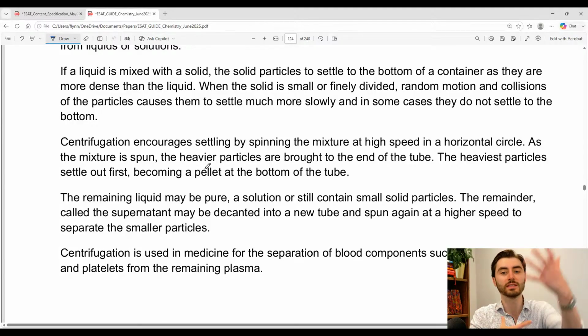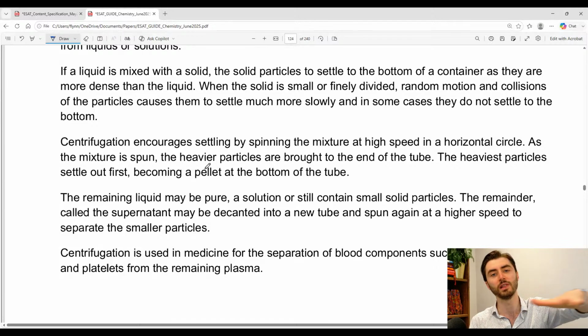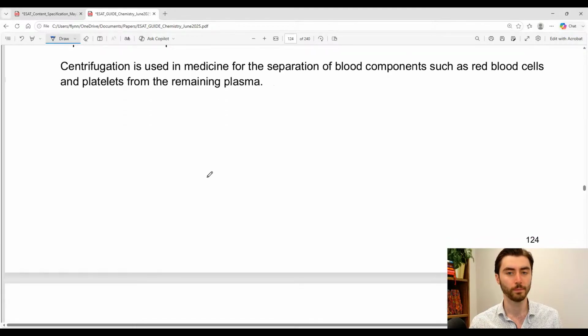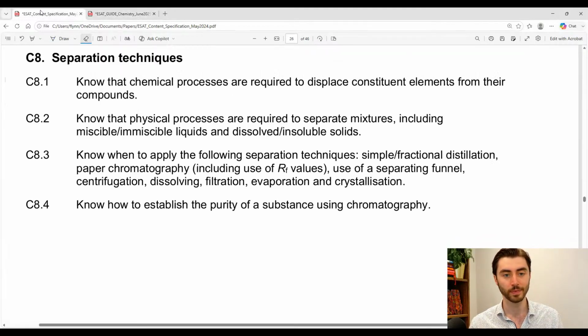So for instance, that's the case with blood, where you have the solid red blood cells sitting in the liquid of the plasma. You stick that in a centrifuge, it'll force the solid red blood cells to the outside and the plasma more towards the center. Okay. Yeah, there we go. Red blood cells and the remaining plasma.